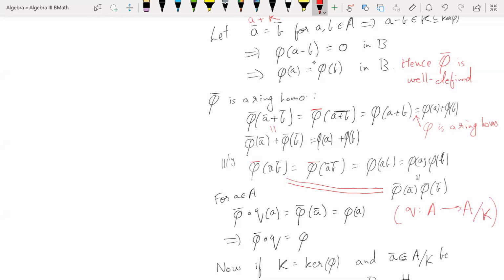Yeah, so phi bar composed Q of a is the same as phi bar of a bar. So a bar, remember, is the same as a plus K in this proposition. Yeah. And phi bar of a bar by definition is the same as phi of a, by the definition of phi bar. Yeah. So we get that phi bar composed Q is the same as phi for an arbitrary element of A. So that tells you that the two maps must be the same. Yeah. So you evaluate it at any arbitrary element, you get the same answer. So that tells you that phi bar composed Q is the same as phi.